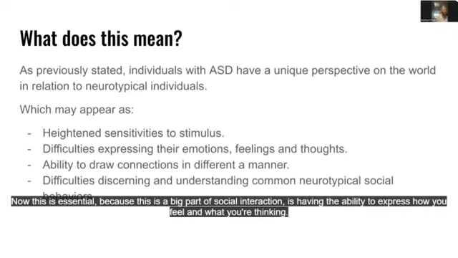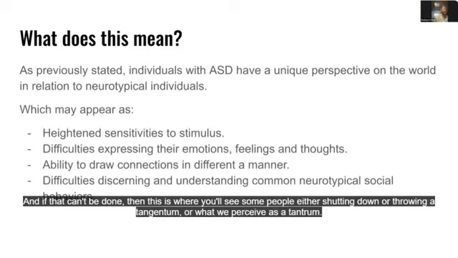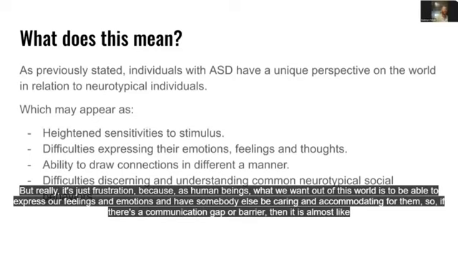Now, this is essential because a big part of social interaction is having the ability to express how you feel and what you're thinking. And if that can't be done, then this is where you'll see some people either shutting down or throwing a tantrum, or what we perceive as a tantrum, but really it is just frustration, because as human beings, what we want out of this world is to be able to express our feelings and emotions and have somebody else be caring and accommodating for them.